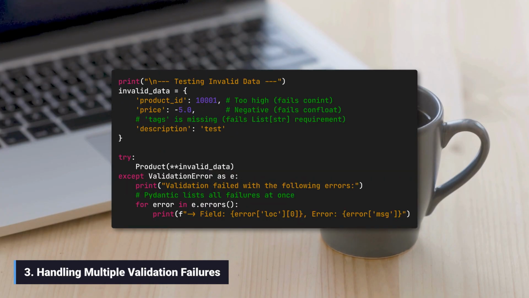3. Handling multiple validation failures. Now we deliberately pass bad data. The ID is too large, the price is negative, and the required tags list is missing. When the validation error is raised, Pydantic's strength is apparent. It aggregates all the failures into one detailed error list, showing which field failed, loc, and the specific reason, msg, for each failure. This is extremely helpful for debugging and informing users or external APIs about data problems.